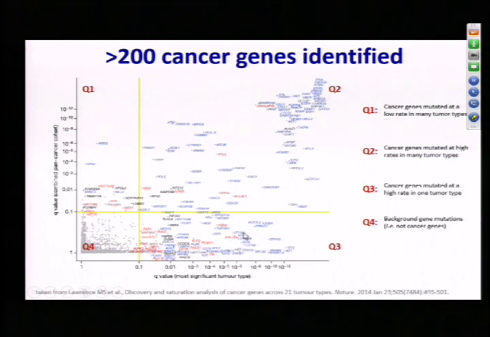Some genes, like quadrant 3, are genes that are mutated at a high rate in only one tumor type. For reasons, in some cases we understand, and others we do not, it's specifically associated with a particular form of cancer, not broadly seen in many forms of cancer like these genes, or these here in quadrant 1.